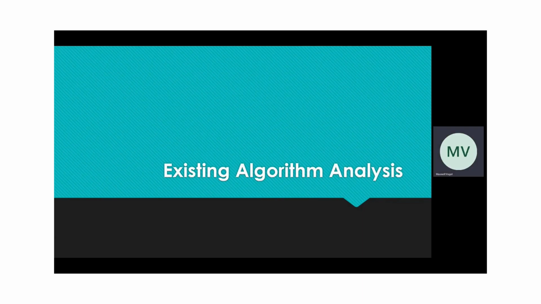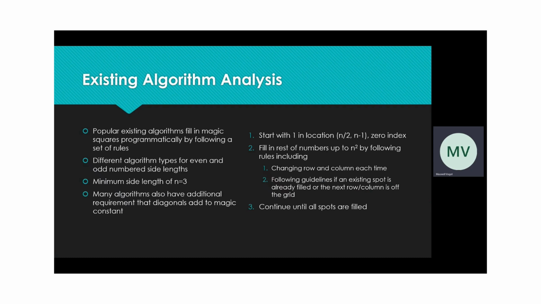Hello, my name is Maxwell Vogel, and I'm going to cover some existing algorithm analysis for magic squares. Some popular existing algorithms work by filling in the magic square matrix programmatically, where every single element that is filled in will result in a valid magic square at the end of the algorithm. There's different types of algorithms that are used for even and odd numbered side lengths. In our analysis, we're primarily focusing on odd numbered side lengths.